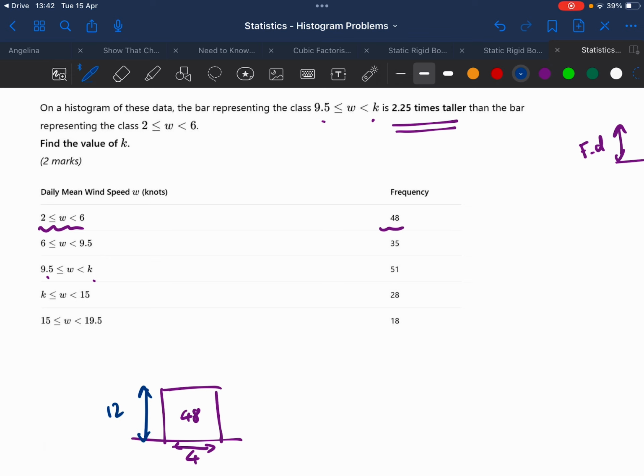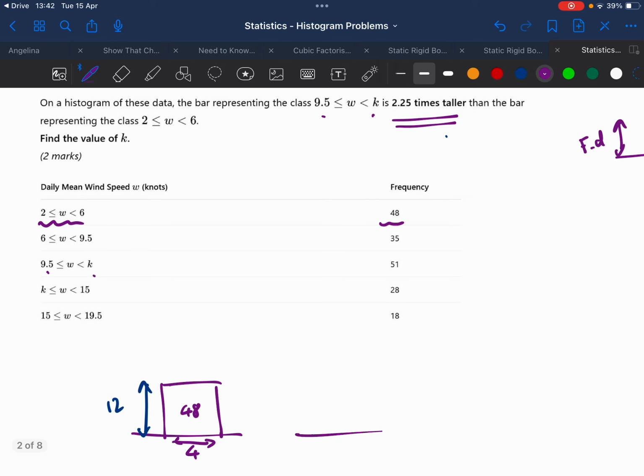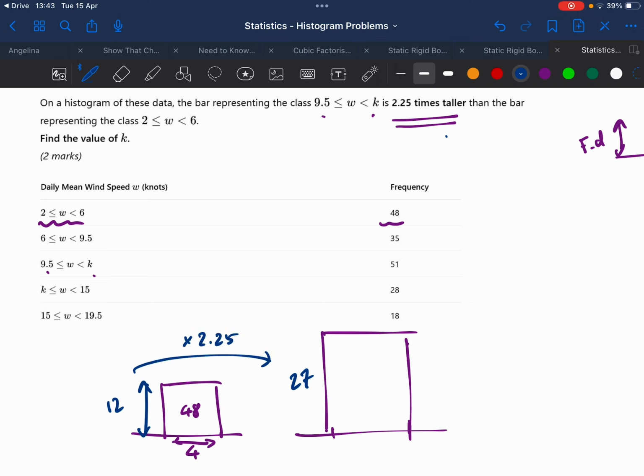In the same histogram, the same scale factor should be used. So now I know this, I can get started working on this other one. I don't immediately know what to do, but I'm going to work with what I can. It's 2.25 times taller. So how tall would it be? If I calculate that, multiplying 12 by 2.25, it's going to be 27. So it's 27 tall.